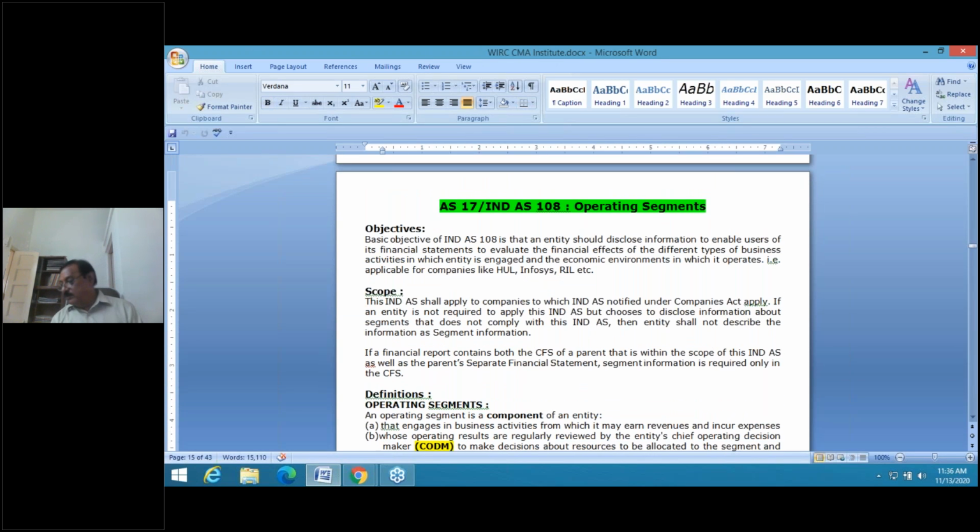Okay, friends. Now I'm going to the next, your AS 17, which is now Ind AS 108 Operating Segments. Ind AS 108 says operating segments. AS 17 says segment reporting.